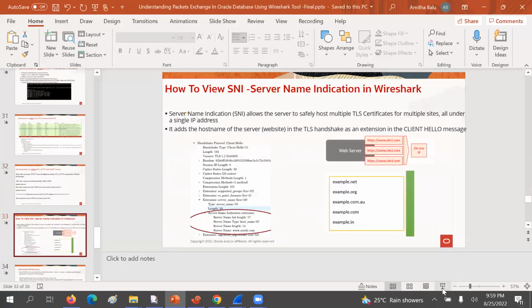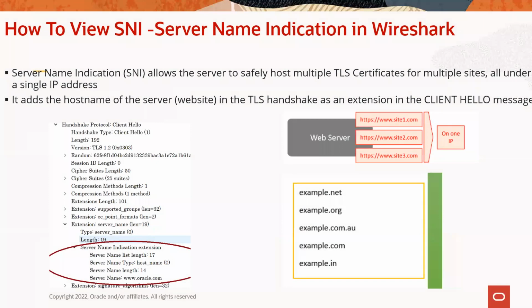Okay, so the next topic is SNI, server name indication, in Wireshark. SNI allows the server to safely host multiple TLS certificates for multiple sites, all under a single IP address. What SNI does is add the host name of the server website in the TLS handshake as an extension in the client hello message.